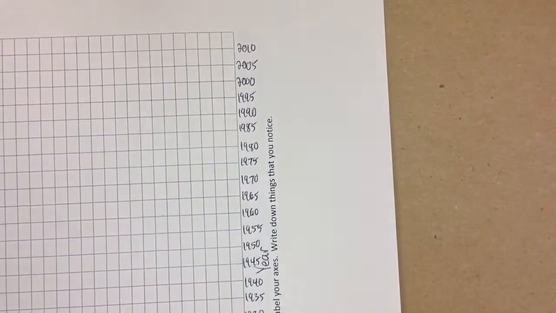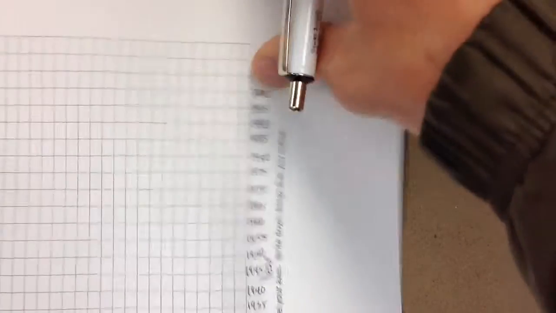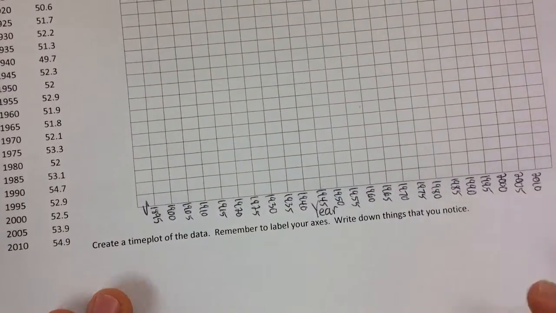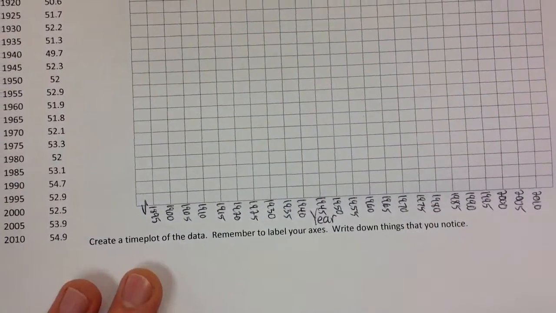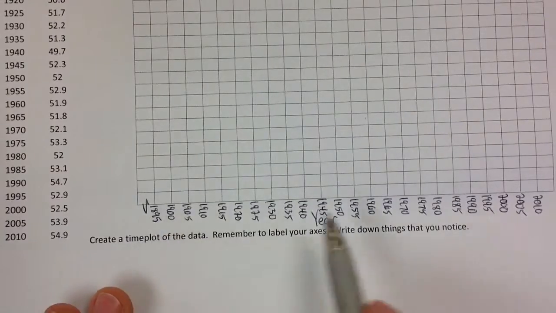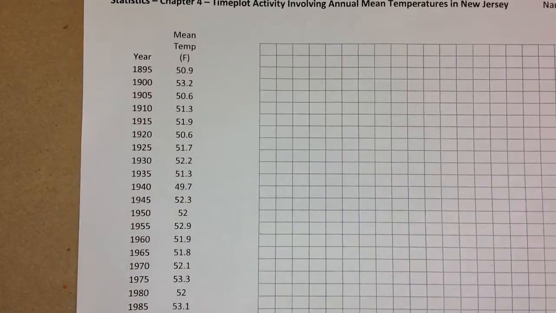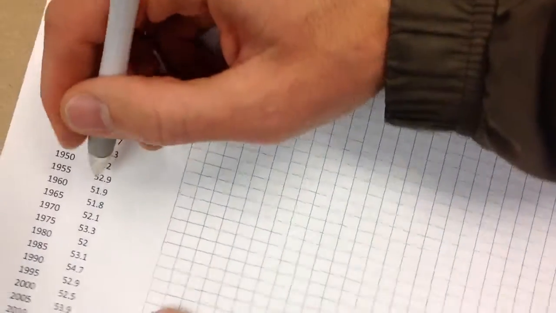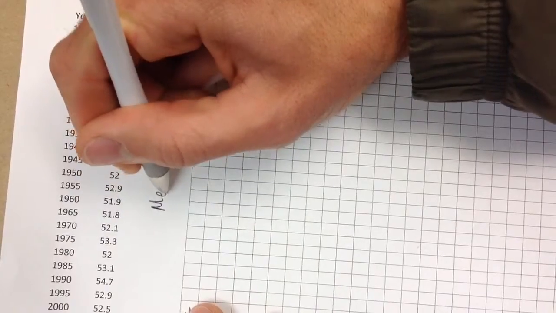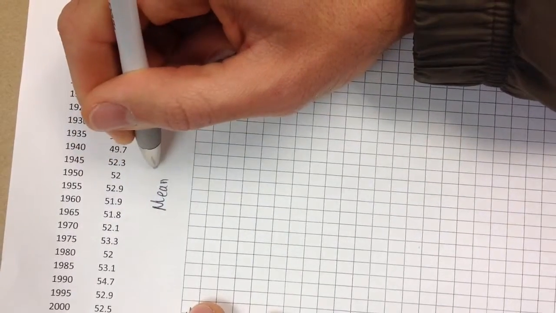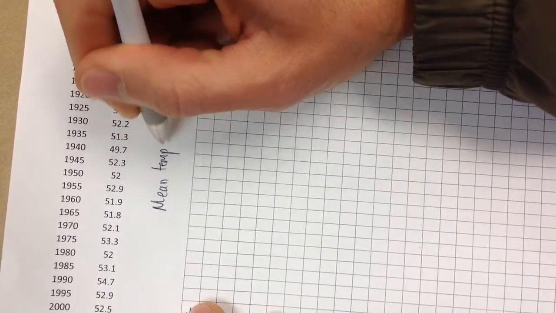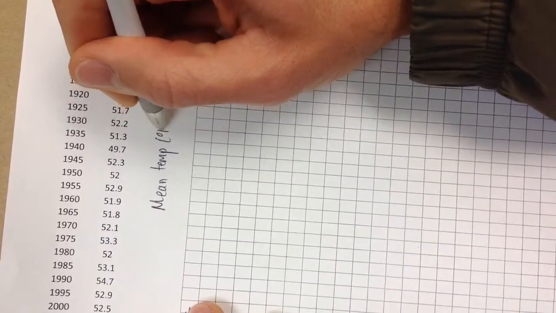Okay, fortunately I had enough boxes to be able to incorporate all those. Sometimes you have to make modifications depending on how many tick marks you're given. And the y-axis obviously is going to be the other variable here, mean temperature. And it's in degrees Fahrenheit.